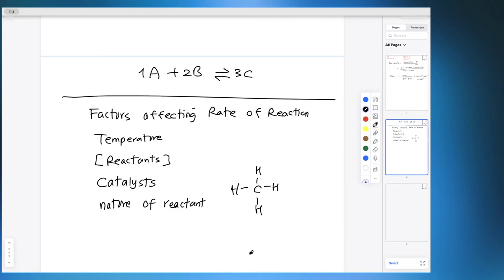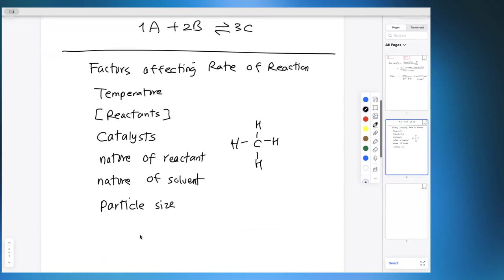One more factor which affects the rate of the reaction is the nature of the solvent. If you are dissolving in a certain solvent, this will affect the rate of the reaction. And the last one, in the case of solid reactants, is how big or small the particle size is. If the particle size is smaller, then the rate of the reaction is going to be more. If the particle size is big, then the rate of the reaction is going to be lower.